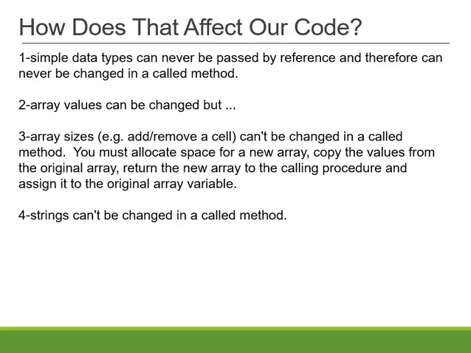The simple data type can never be passed by reference and cannot be changed in the called method. Array values can be changed. Array sizes cannot be changed in a called method. Space must be allocated for a new array, then the values must be copied from the original array. The new array is returned to the calling method and must be assigned to the original array variable. Also, strings cannot be changed in a called method.